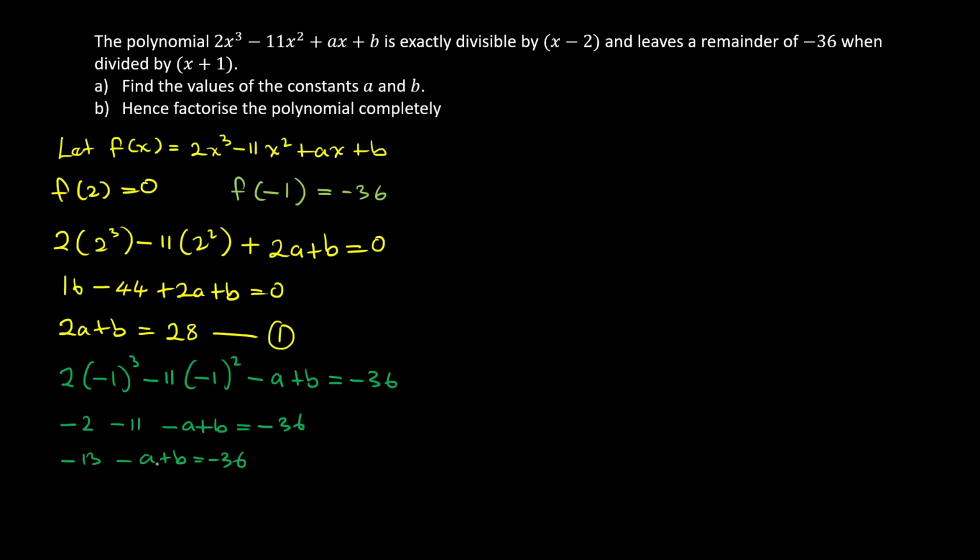So now I want to move this over to the right, that should become a minus b, and this guy over here shifts to the left, that should become plus 36. Okay, now I want to switch sides again, making it a minus b. That should equal 36 minus 13, which is 23. Yes, okay. So this is my equation 2.